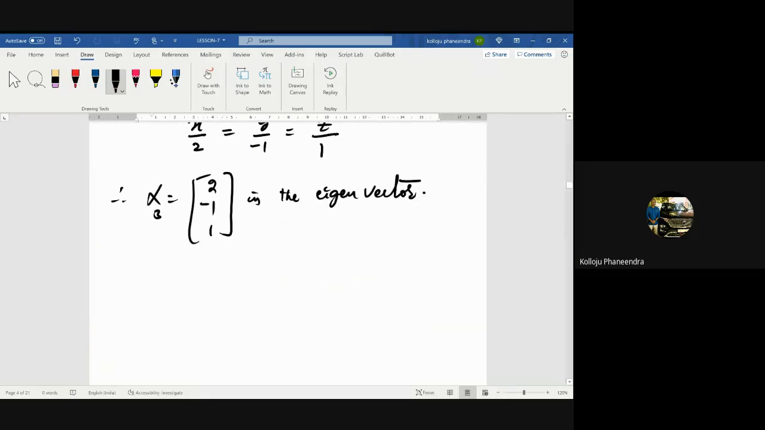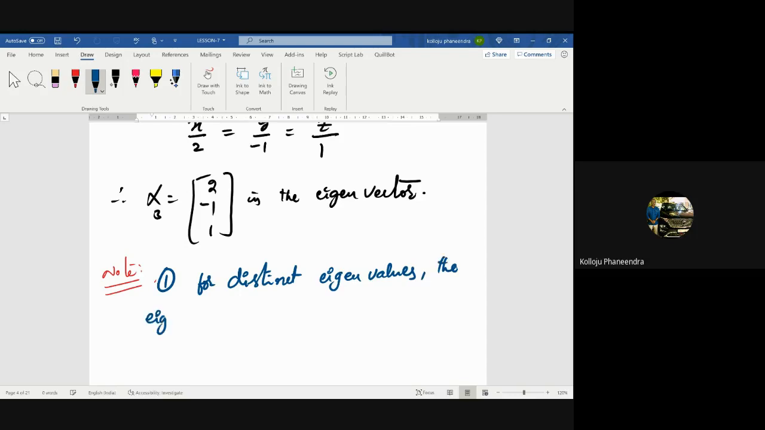Next, let me take one note. First one: for distinct eigenvalues, the eigenvectors are linearly independent. No need to check directly. Definitely they are linearly independent. That means if eigenvalues are, for example, 2, 3, minus 6, they are distinct eigenvalues. Then definitely you will get eigenvectors as linearly independent.